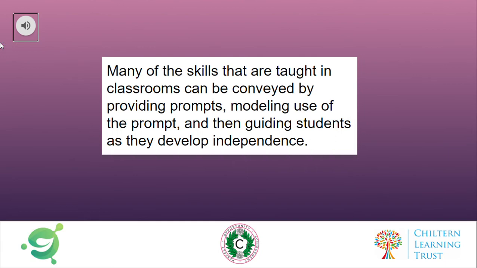The second area of Rosenshine's fourth principle, which I'm going to look at, is the fact that many of the skills that are taught in the classrooms can be conveyed by providing prompts, modelling use of the prompt, and then guiding students as they develop independence. And I'm going to be looking at 2 specific examples I have implemented into my lessons in the next few slides.